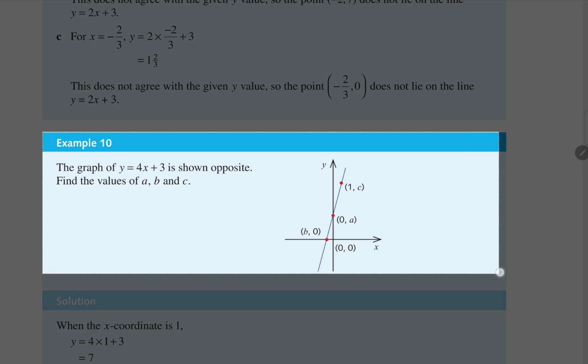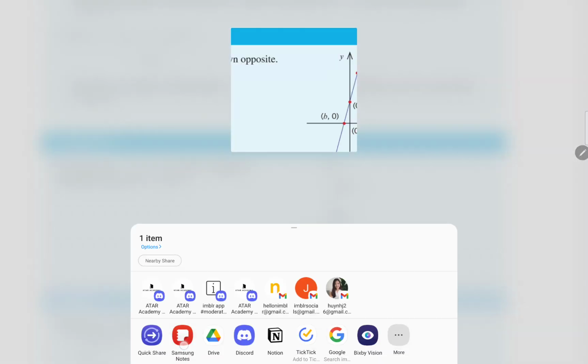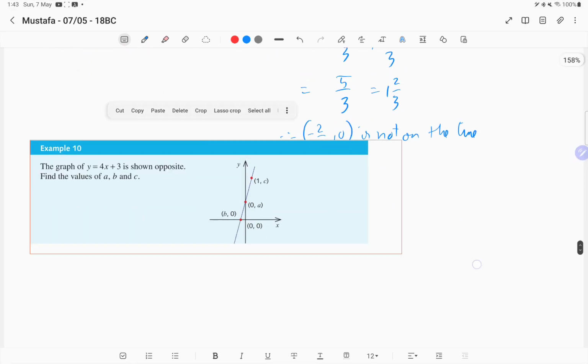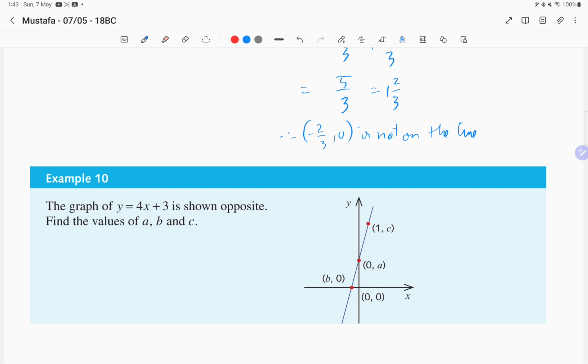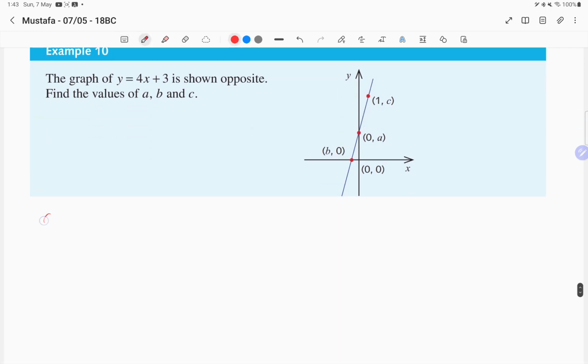So the actual step, what you would say is this. Let's say this is a question, right? So what you would say is sub x equals 0 into the equation. Does it make sense? So question A, or let's say find A. You have to find A because the point is 0, A, right? So you would sub x equals 0 and then find y. So that'll be y equals 4 times 0 plus 3. 4 times 0 is 0, plus 3 is 3. So y equals 3. Therefore, A equals 3 because A is the y coordinate.